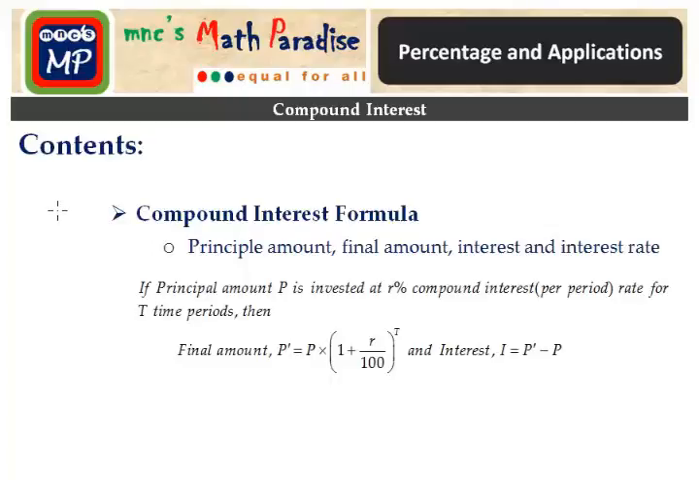In this lesson video, we will learn how to work with compound interest. Firstly, we will derive the compound interest formula, and then based on that formula, we will learn how to calculate principal amount, final amount, interest and interest rate when some of the quantities are given and some of the quantities are asked to find out.